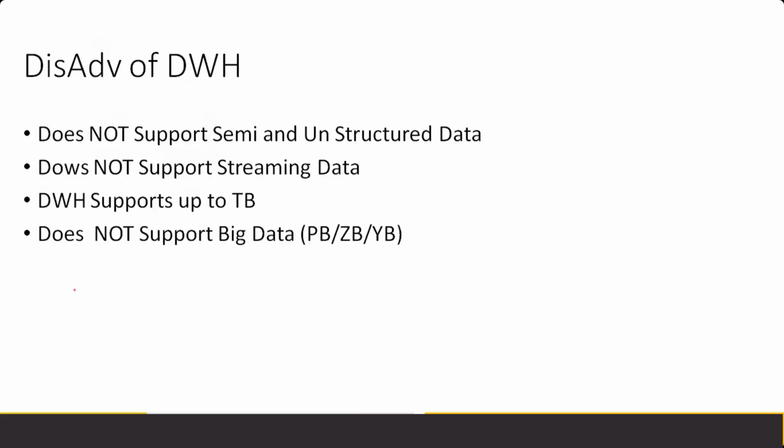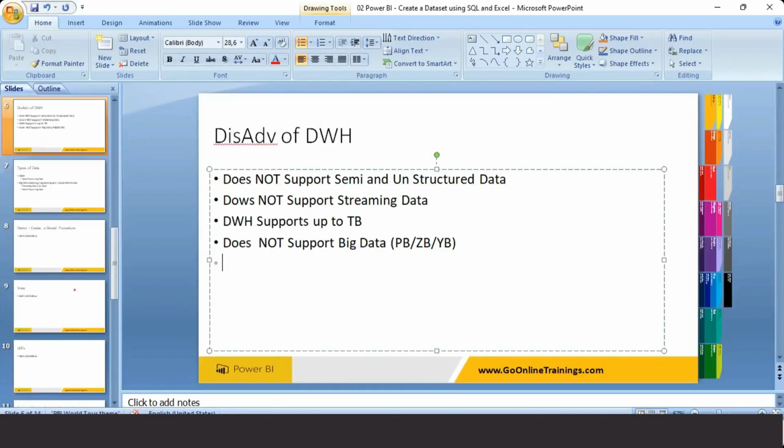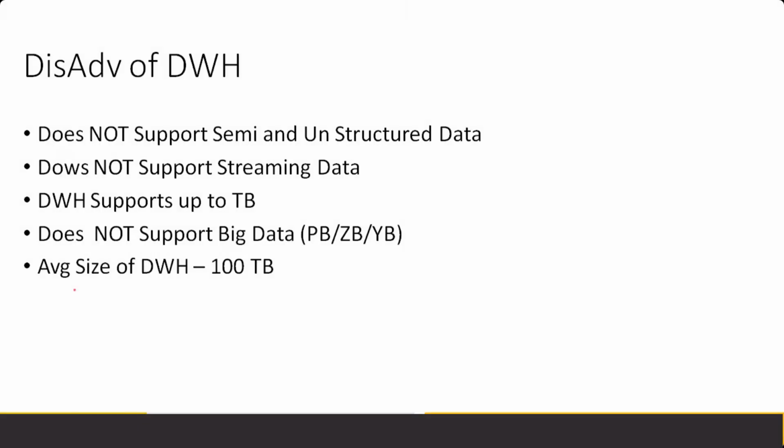If you are getting 1 terabyte of data every day, what is the average size of a data warehouse? The average size of data warehousing as of now is only 100 terabytes. That means even though we have a big amount of hardware and a lot of new technologies, a single data warehouse takes only up to 100 terabytes of data.